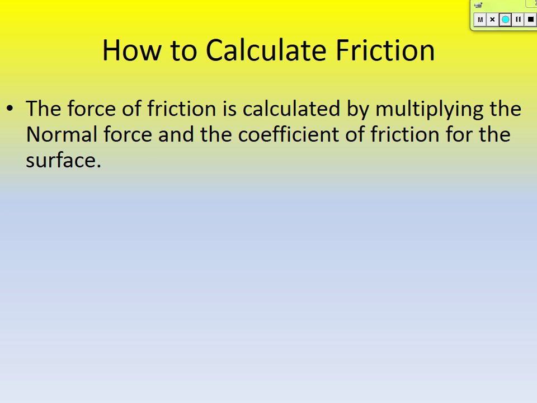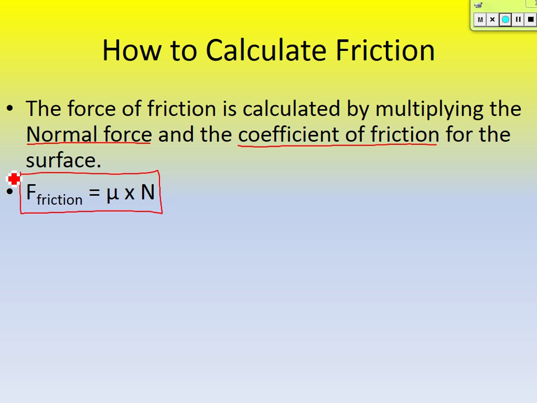Okay, so we're going to learn how to calculate friction. The force of friction is calculated by multiplying the normal force. We talked about normal force before. So we multiply the normal force and this coefficient of friction for the surface. This equation is going to be the one that we're going to use the most today. And you're going to have to memorize it. We're going to use it so much for the rest of the year that you'll have it memorized.